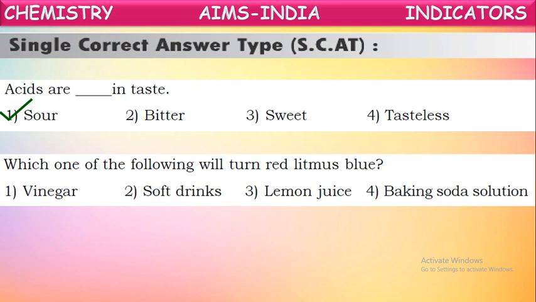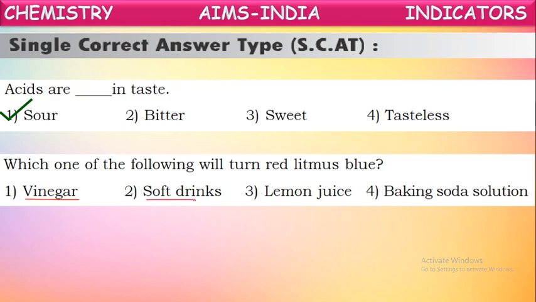Acids turn blue litmus red, bases turn red litmus blue. See here, in the given compounds, which is basic, that can change red litmus blue? Vinegar, what kind of substance is this vinegar? It is an acidic substance because vinegar contains acetic acid. So it turns blue litmus paper red, but it cannot turn red litmus blue.